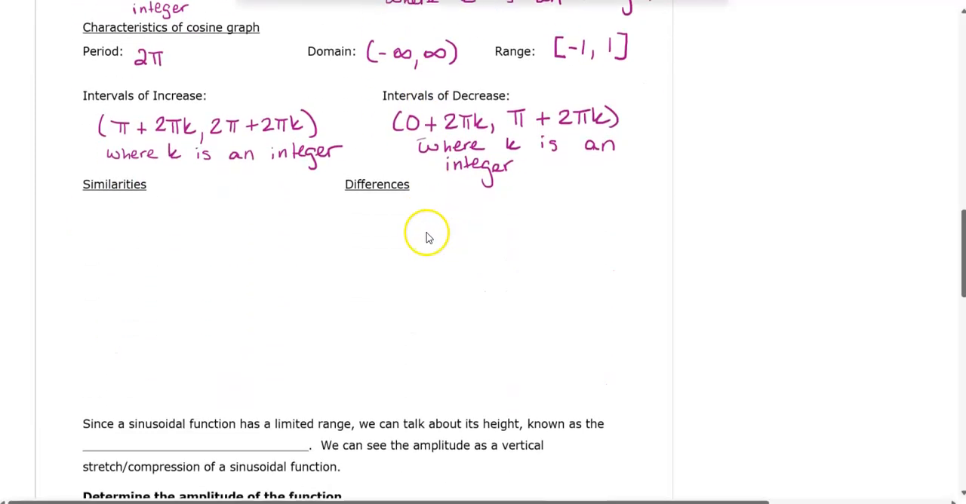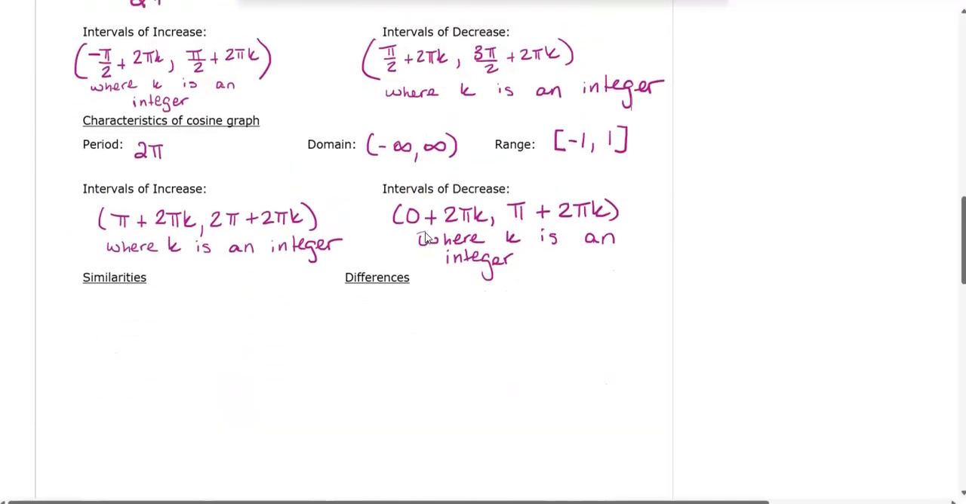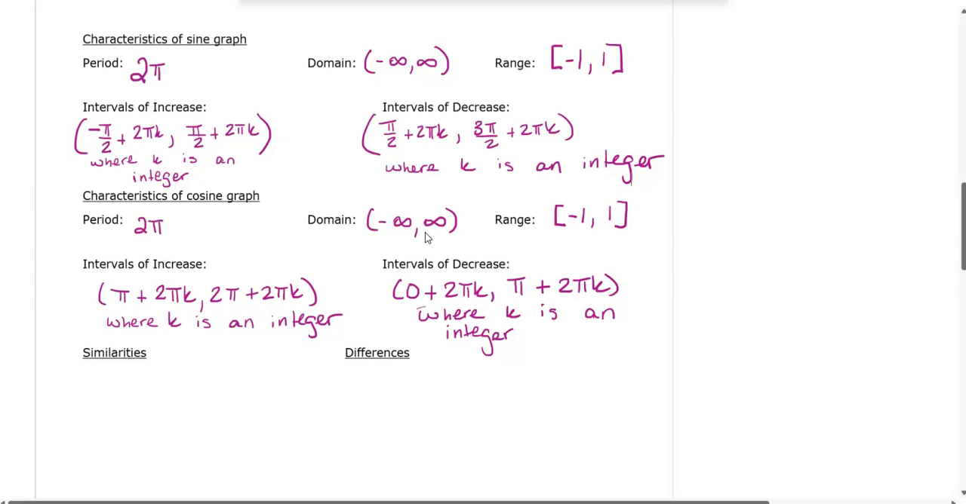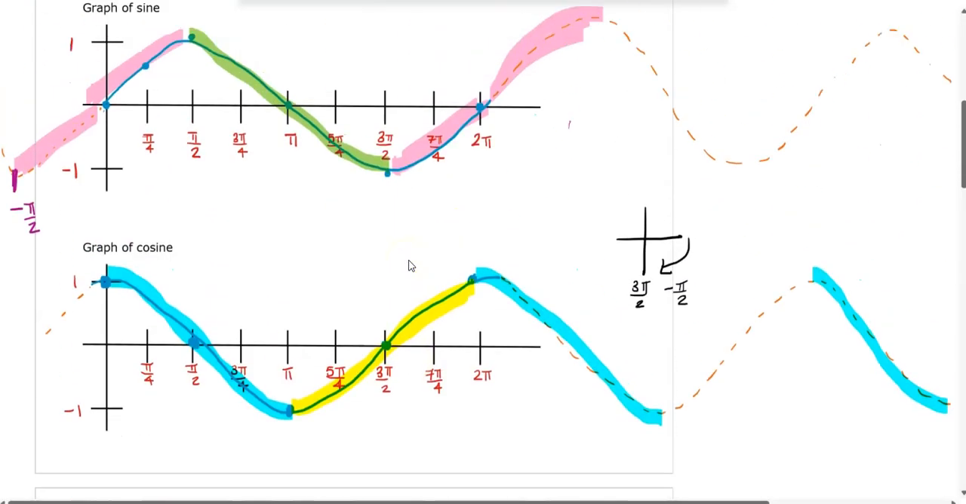Okay, so let's talk about similarities and differences. I've been talking about them all throughout. A lot of these similarities come down to the same maximums and the same minimums. They're just in different locations. They have the same x-intercepts, same period, everything like that is all the same. It's just a phase shift, which we'll get to later. It's just a horizontal shift of the graph from one to the other.